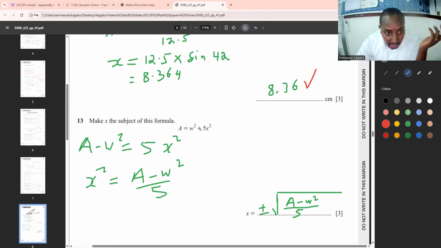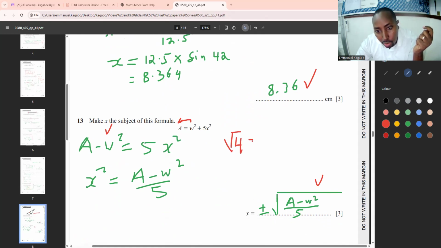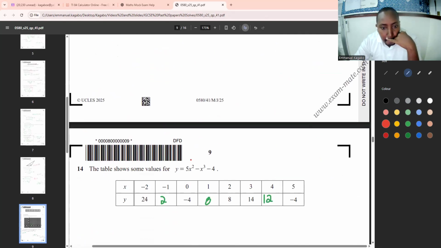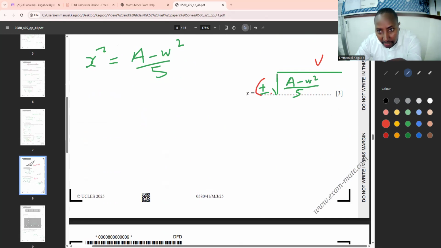Now, we are making x the subject. So we have to collect like terms. Bring this on the other side, so I'll get this one. 5x divided by 5 both sides, I'll get this. Then you need to find the square root, so you're going to get this. Don't forget to write plus or minus, please. Square root of 4, guys. Square root of 4 is not 2. It's plus or minus 2. Okay? Very good. That's why I'm putting plus or minus here.